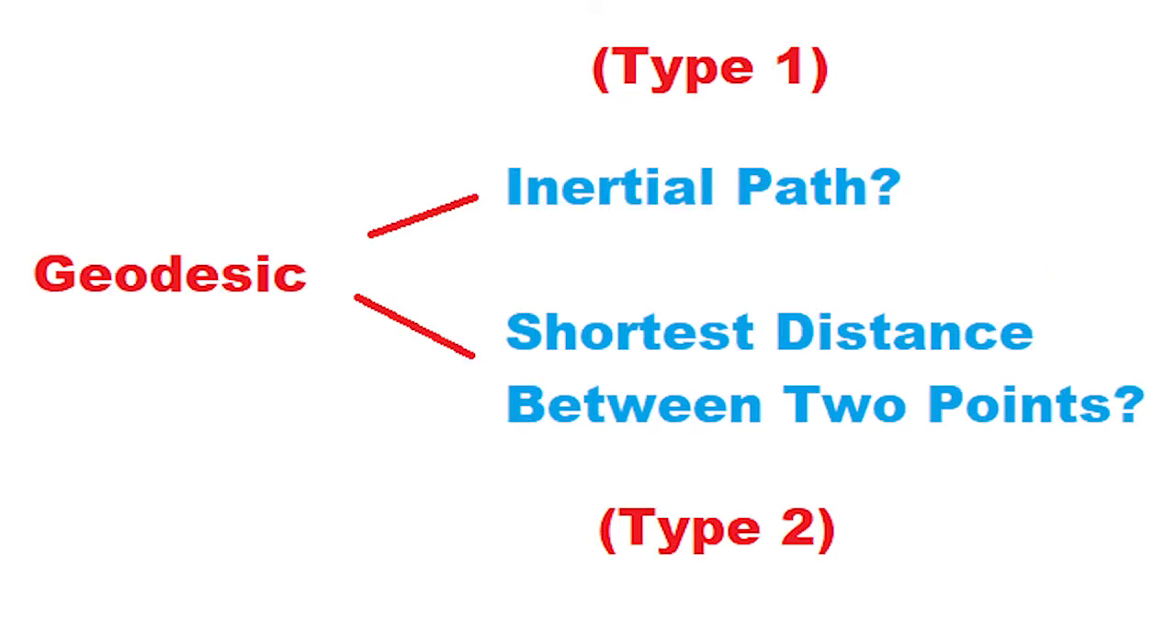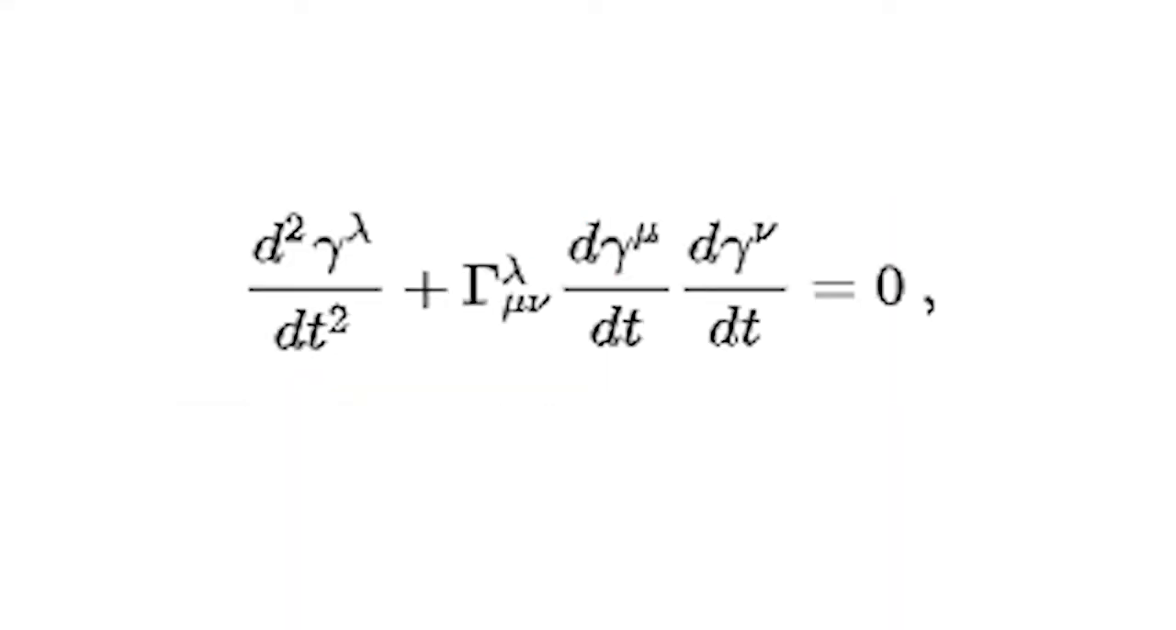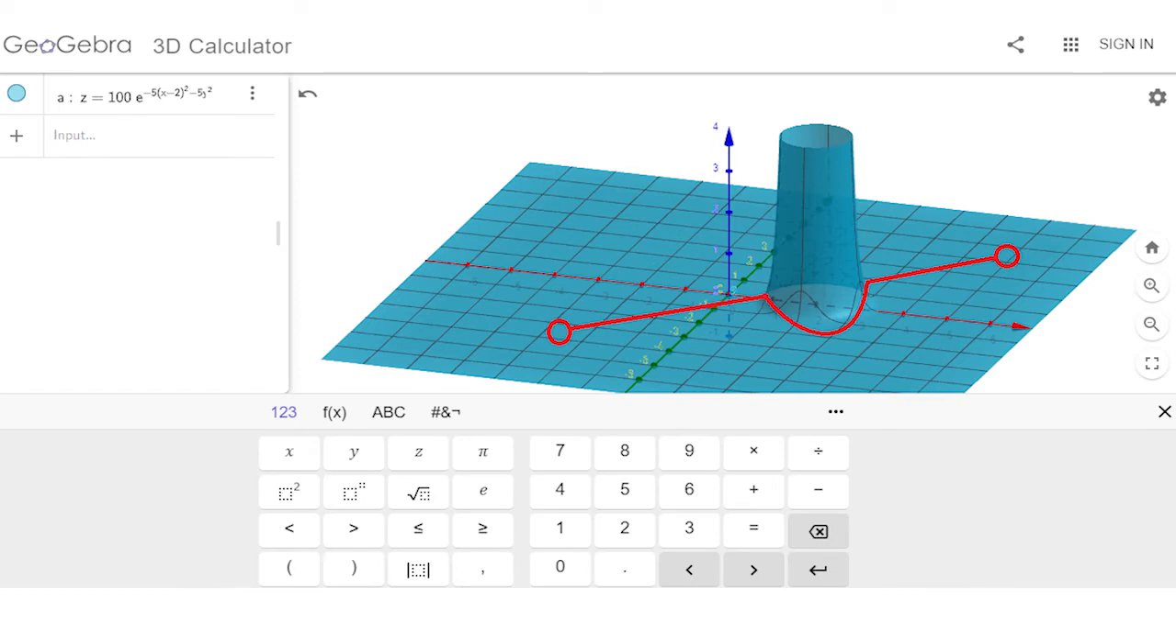I would say it makes sense to assign the distinction of a type 1 geodesic to be the kind that follows an inertial path, where as you move a minimal distance, ds, along your path, the ds is always minimized. That nasty geodesic formula that you learn in advanced physics classes will give you a type 1 geodesic. And I would say a type 2 geodesic is the shortest global distance between 2 points.